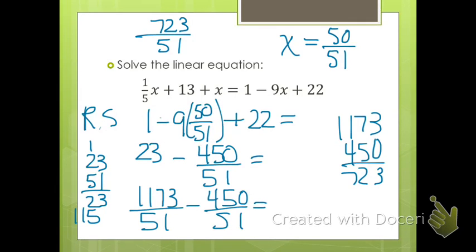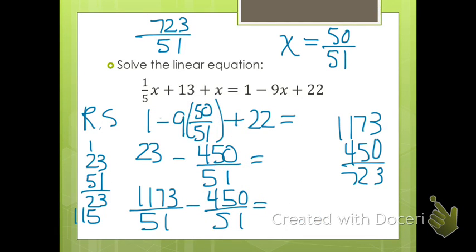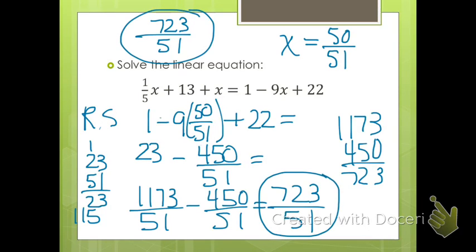okay, so 1,173 minus 450, I see over here on the side, is 723, right there. So what that tells us is that this is 723 over 51. So that's the right side, that's the left side. So my solution x equals 50 over 51 checks out to be a correct solution.